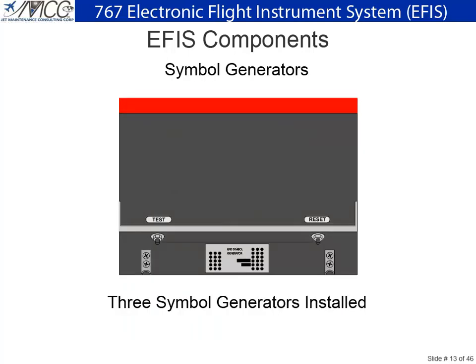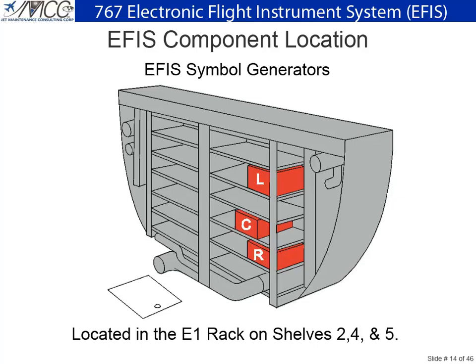The symbol generators, or SGs, are responsible for creating the displays on the EADI and the EHSIs. The left symbol generator supplies the captain's displays, while the right SG supplies the FO's displays in normal operation. A center symbol generator can be utilized by either or both crew members as a backup. All SGs are equipped with a test switch and a reset switch used to reset an internal fault memory. They can also be tested from the cockpit. The symbol generators are located on the E1 rack on shelves 2, 4, and 5 in the main equipment center.